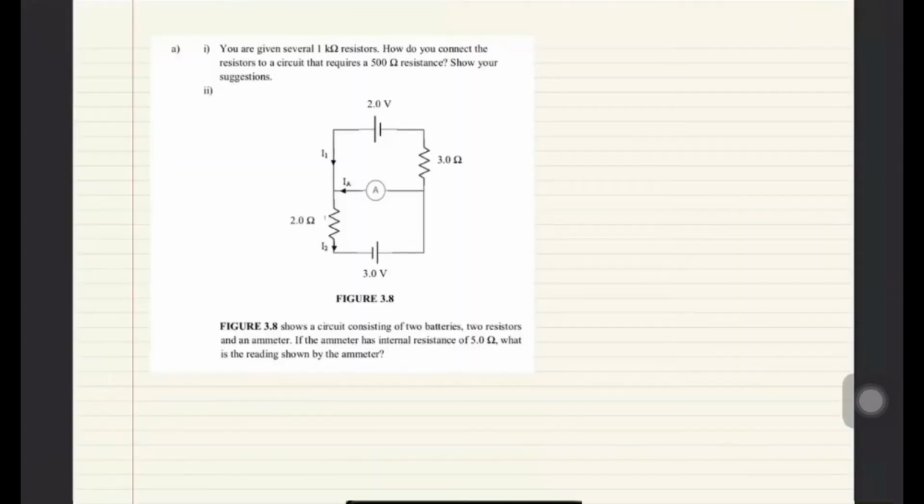Okay, untuk soalan yang first ni, A1, question 6. You are given several 1 kilo ohm resistors. How do you connect the resistors to a circuit that requires 5 ohm resistors? Shows the suggestion. Kalau kamu ada resistor yang nilai dia lagi besar daripada yang kamu nak, the only way kamu nak kurangkan dia is by positioning the resistors in parallel. Itu je cara dia. Kalau series, kamu akan sentiasa dapat dia lagi besar.